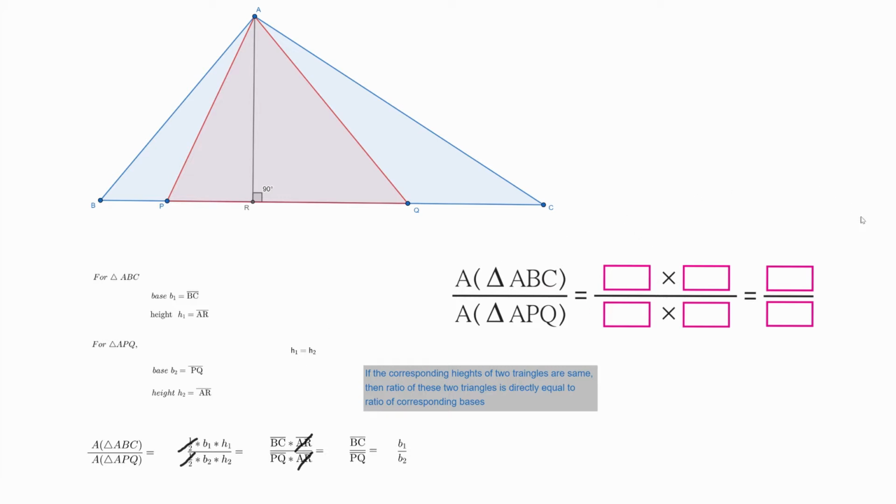Now the thing is, fill in the blanks. So it's very easy. So let me write it down. So here I need to write BC, AR, then again here PQ, AR. AR got cancelled. BC upon PQ. And this problem is solved.